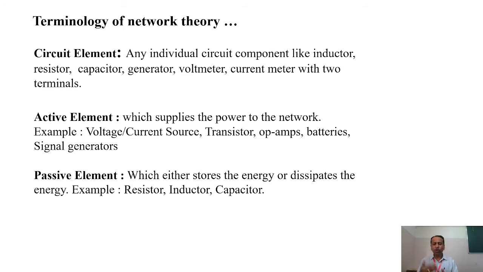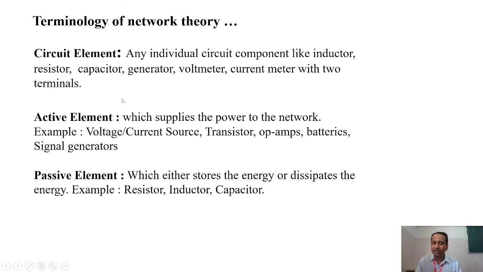Before I take you further with the analytical approach, numericals and a few fundamentals related to electrical circuits, let's understand some terminology for network theory. A circuit element is any individual circuit component with two terminals, like an inductor, resistor, capacitor, generator, voltmeter or current meter. Now there are two types of elements: active elements and passive elements.